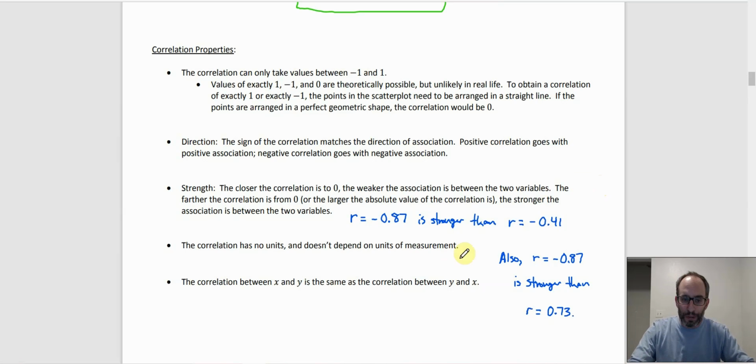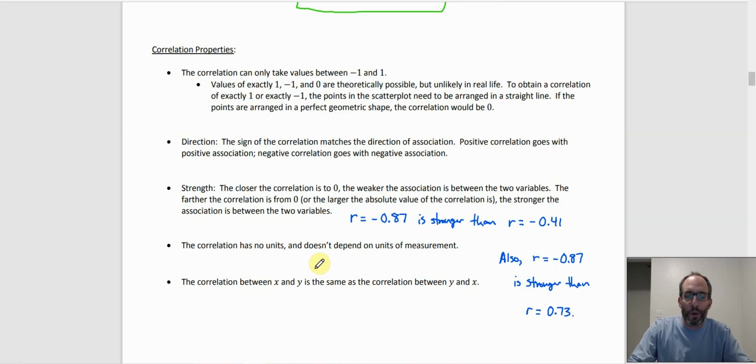Then the other points here: the correlation has no units, so it doesn't depend on the units of measurement. That's nice, because that means that if you have things that are lengths, let's say, then if you use metric or if you use imperial measure, you're going to get the exact same correlation. That's good, because really those lengths are actually the same amount, they're just being calibrated differently. So it's nice that you end up with the same correlation.